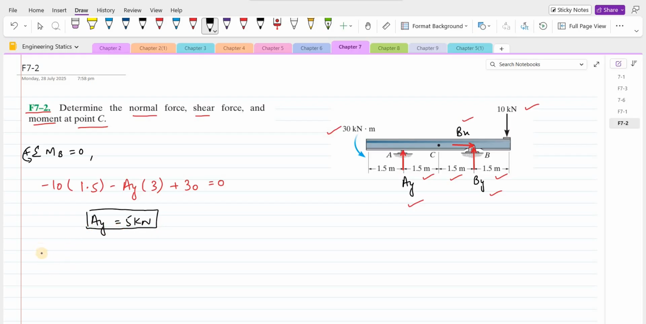Now for the support reaction Bx, we can do summation of forces in x direction equals to 0. I am considering right hand side as positive. So we just have a single force which is Bx. So Bx is 0.